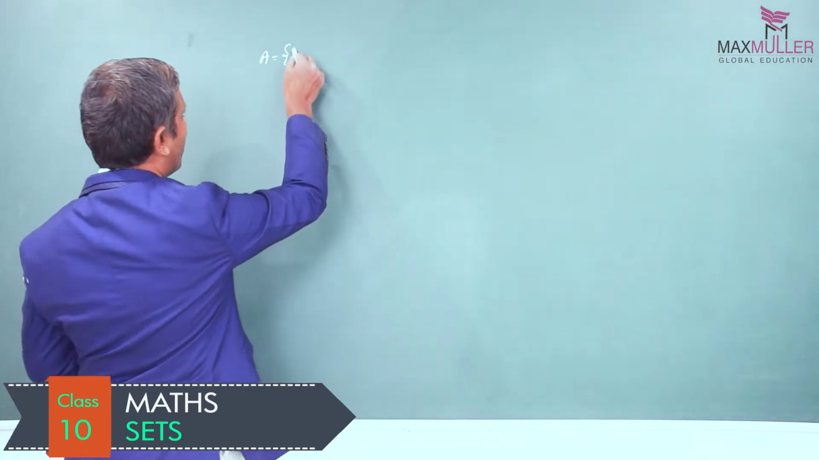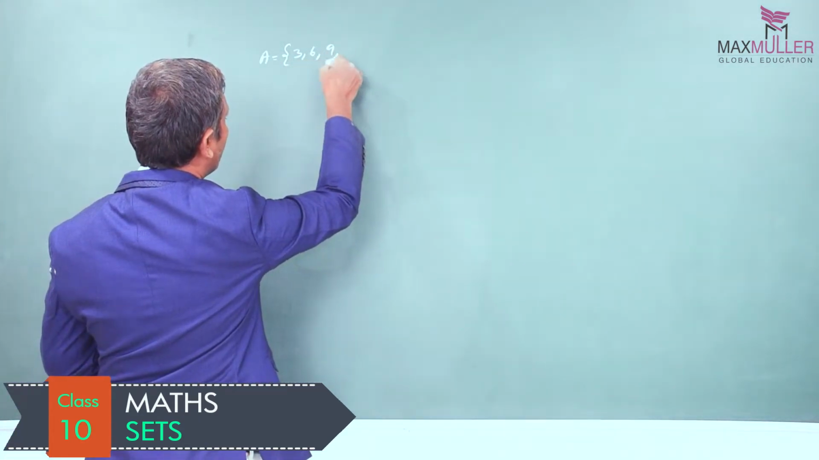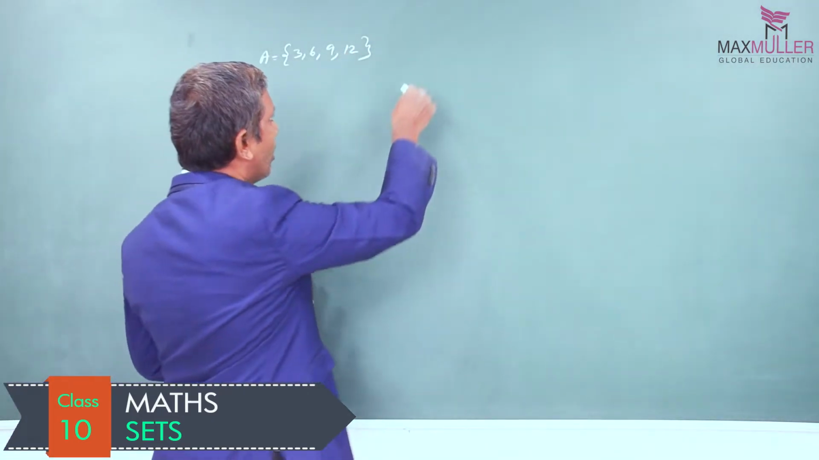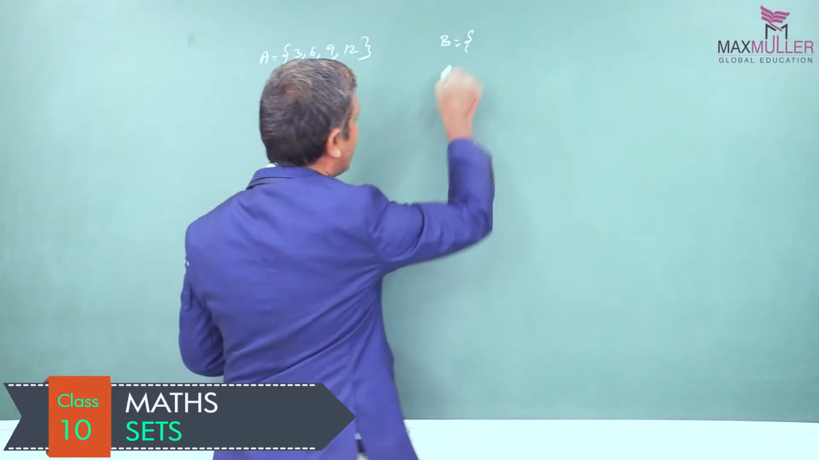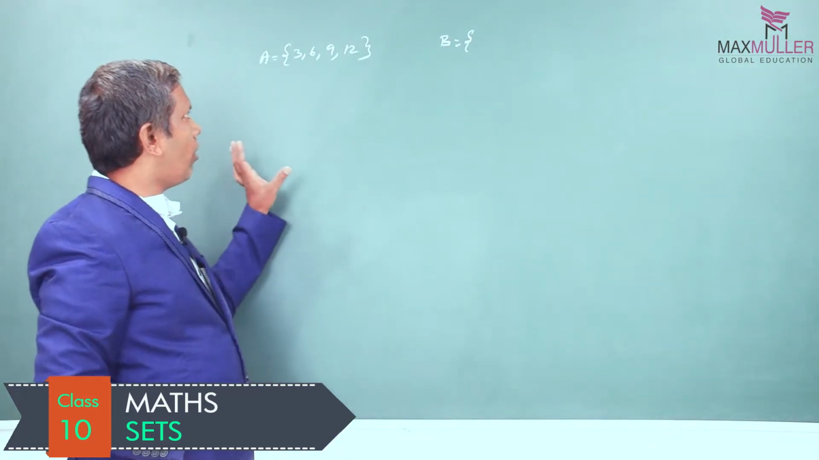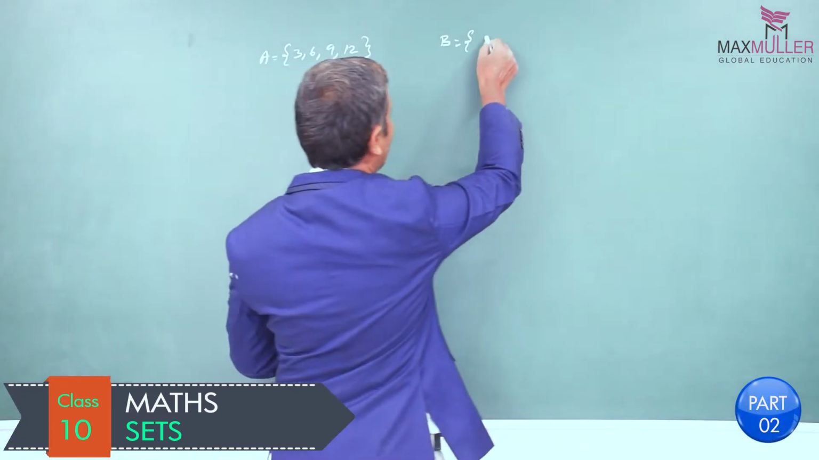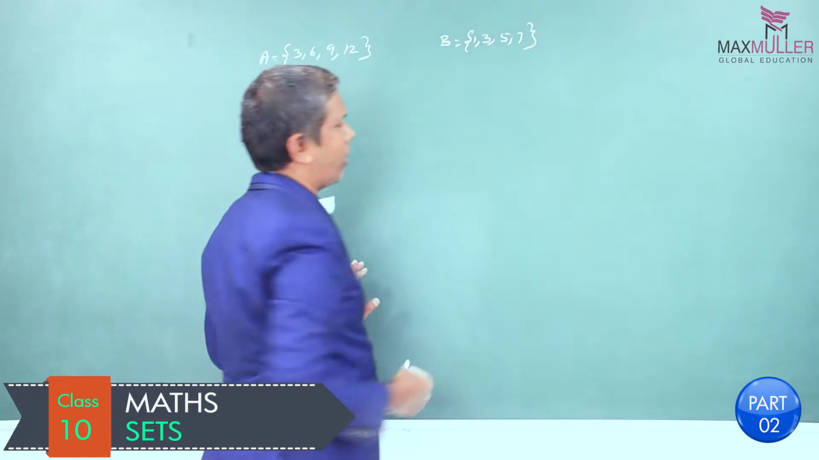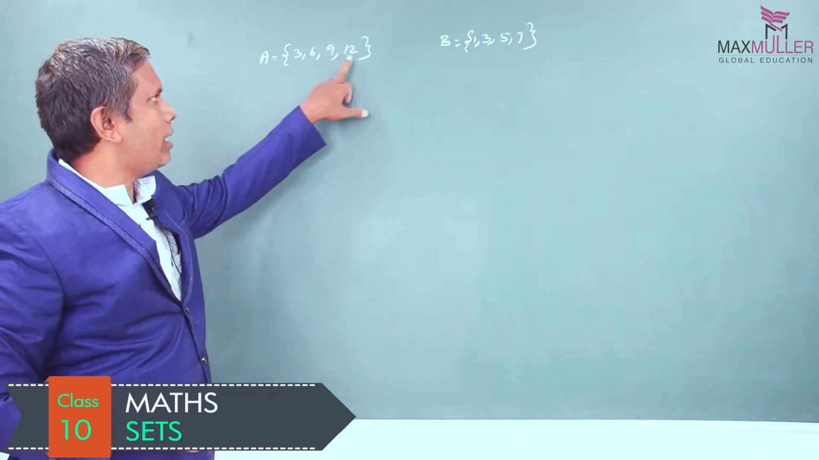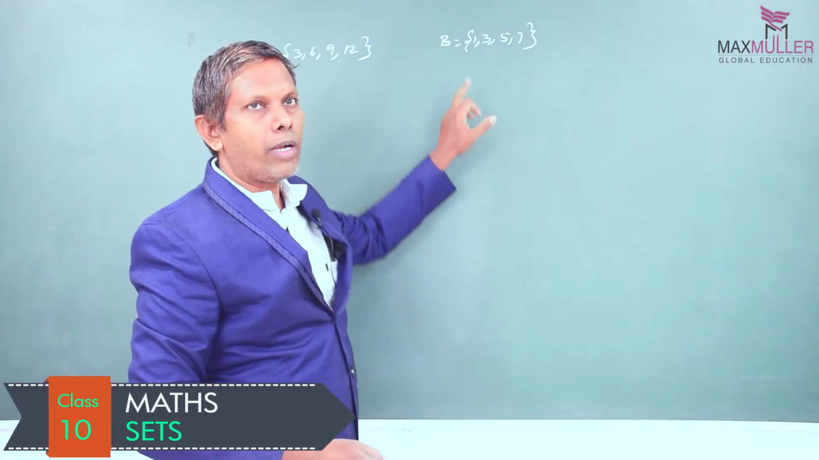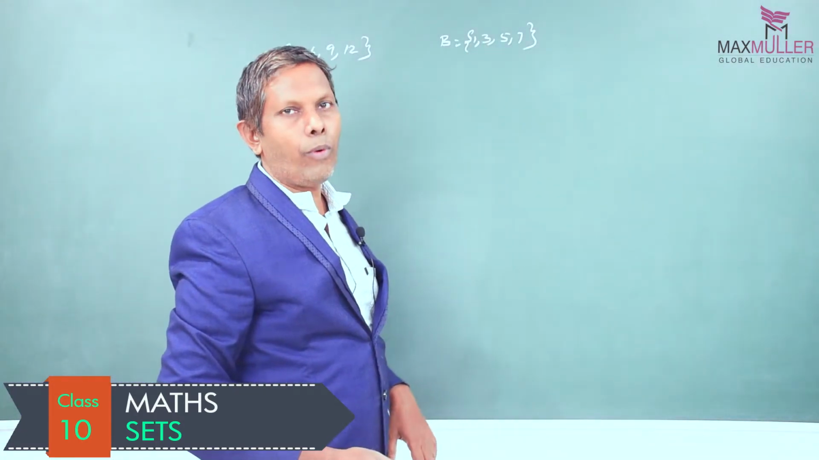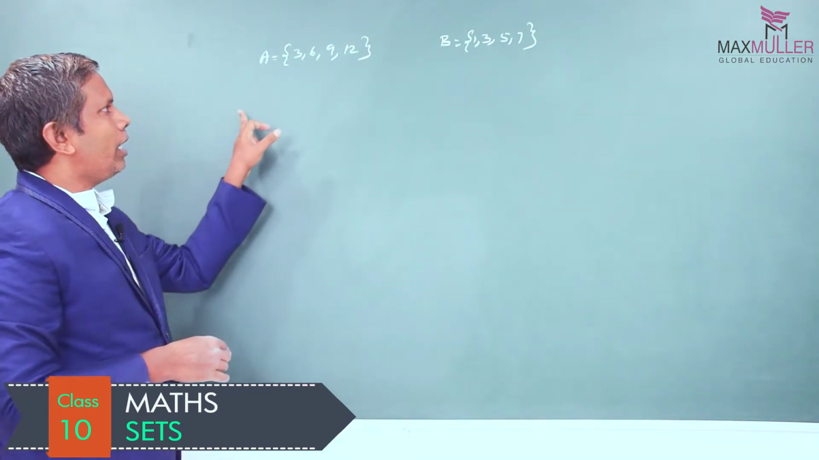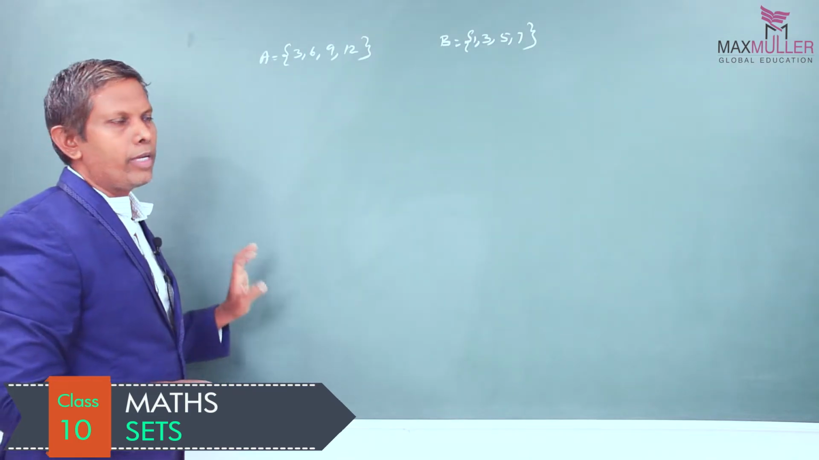Coming to the next model, suppose A is equal to the set of multiples of 3, which I am selecting here: 3, 6, 9, 12. And B is equal to the set of odd numbers: 1, 3, 5, 7. Here we have 3, 6, 9, 12, and the set B contains 1, 3, 5, 7. Now they are asking whether A and B are disjoint sets.